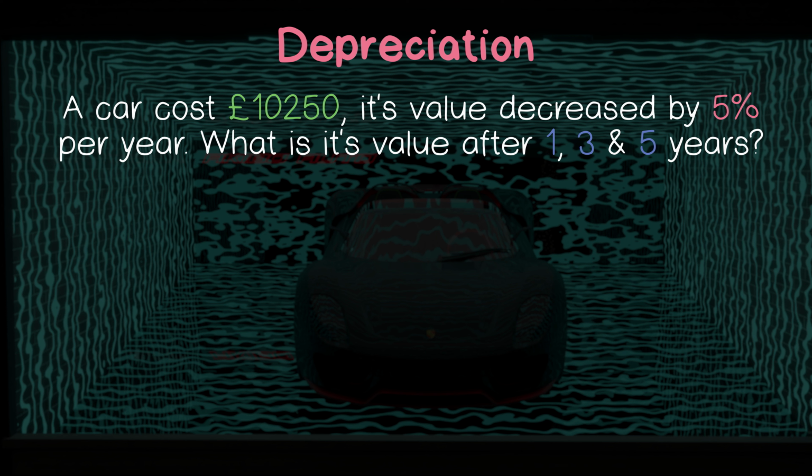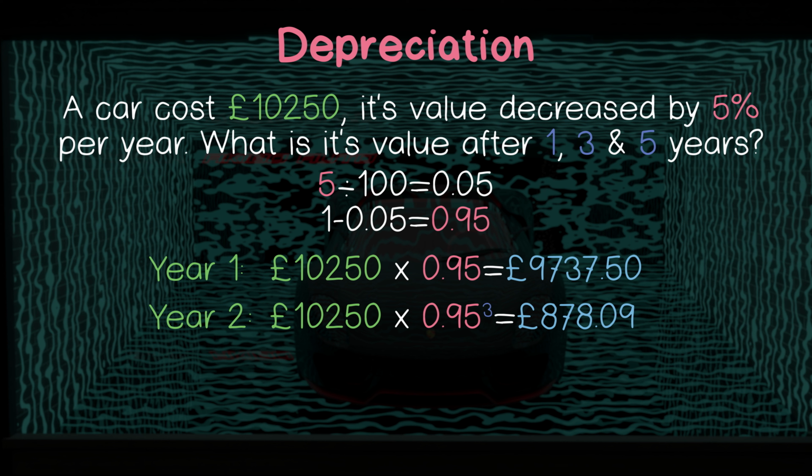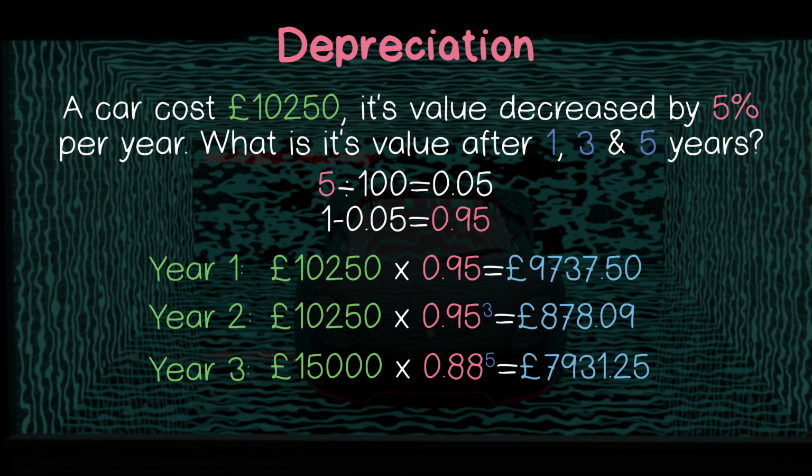Again, we can use our formula. Use whichever method you're most comfortable with to find your multiplier. In this example, I'm going to divide 5 by 100 to convert it to a decimal, and then subtract that from 1, giving 0.95. Plugging our values into our formula, and then solving to find the value of the car after 1, 3, and 5 years.